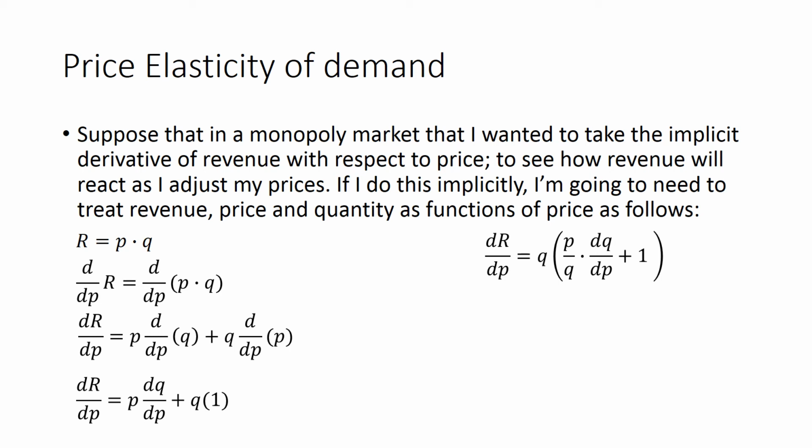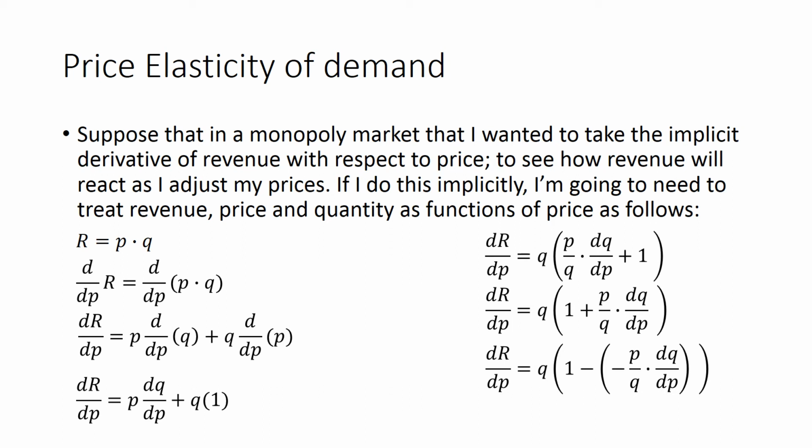And since this economist is a pretty good mathematician, he said to themselves, it doesn't matter which order I add things in, so I'm going to switch up the order of the 1 plus the P over Q times dQdP. Next thing that they did was they said, okay, if I add, that's the same as subtracting a negative. So we can rewrite this dRdP as Q times 1 minus negative P over Q times dQdP. And that, my friends, is the real trick. They're going to define price elasticity of demand, the instantaneous price elasticity of demand, to be equal to that quantity. Eta is negative P over Q times dQdP.